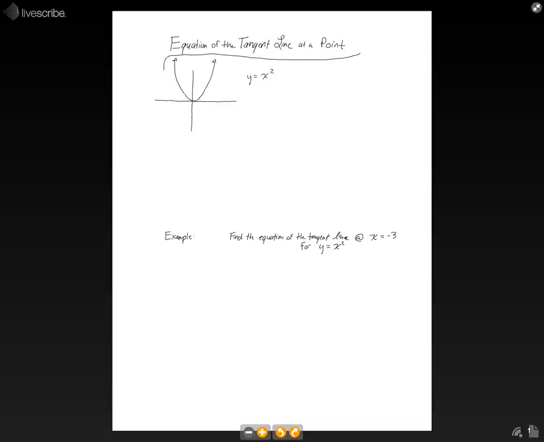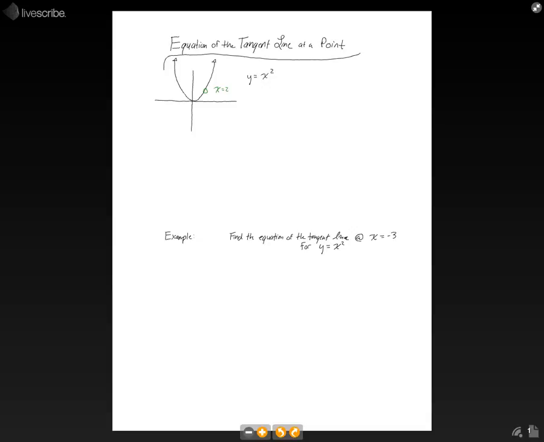Hello and welcome to another calculus instructional video. This video is about how to find the equation of the tangent line at a point on a graph. So let's look up at the top of the page. I have a rough sketch of y equals x squared, and we are going to find the tangent line at this point here, x equals 2.